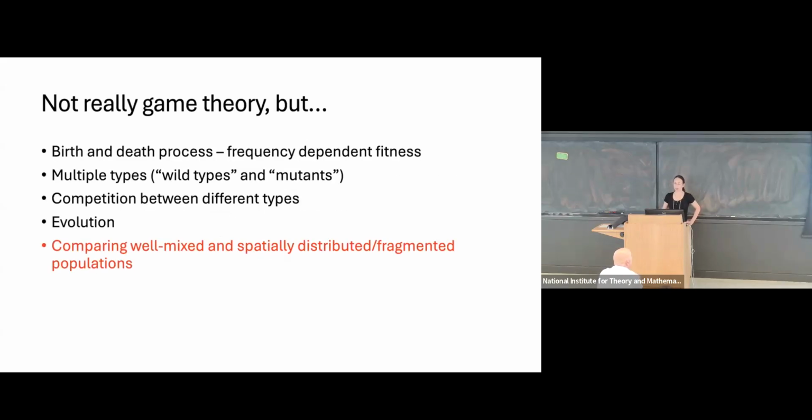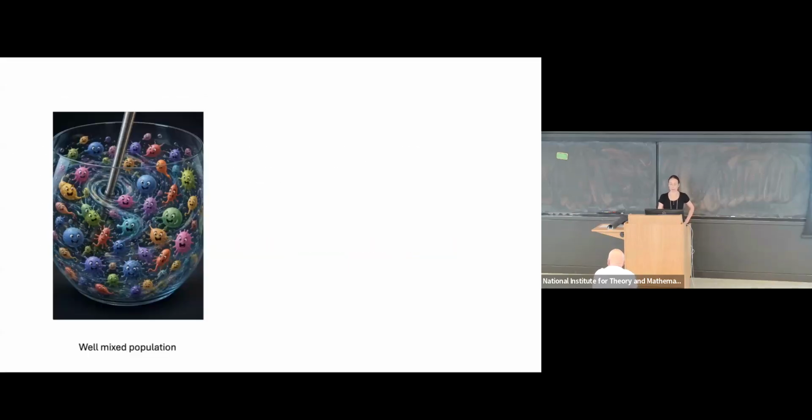So today's talk is not really game theory, but it has elements that may be interesting for some of you. We're going to look at birth and death processes, and many of them will feature frequency-dependent fitness. And yesterday we discussed that that's an important part of game theory. We'll have multiple types, wild types and mutants. We'll look at competition between different types. The focus is evolution. And in this talk, I will focus on comparing well-mixed and spatially distributed or fragmented population.